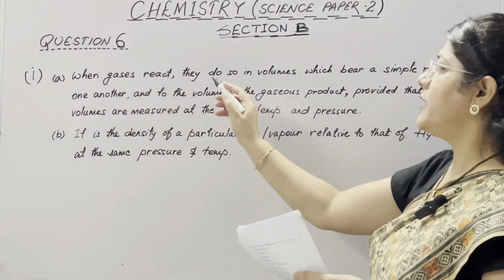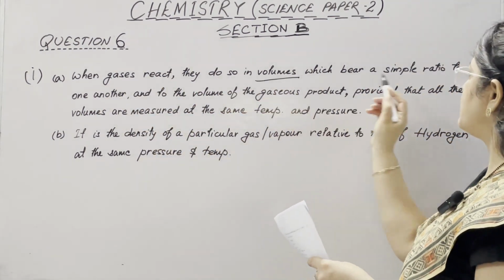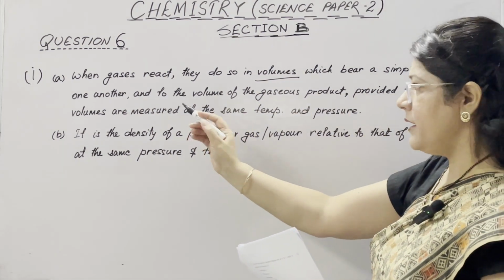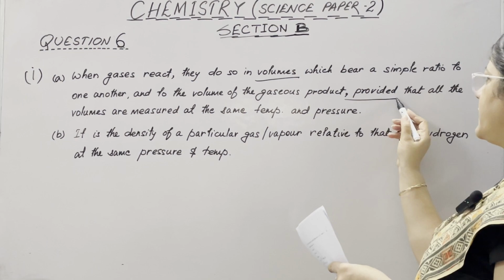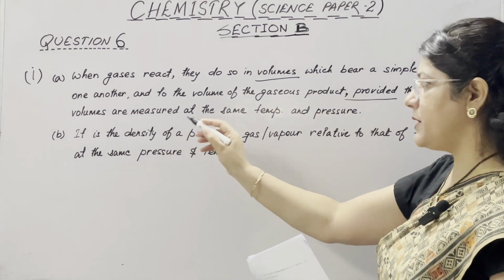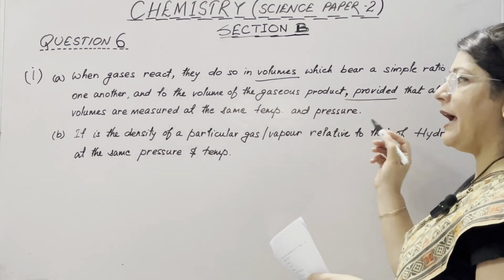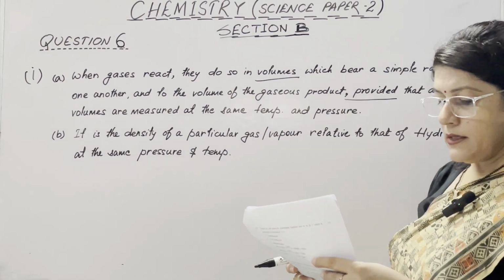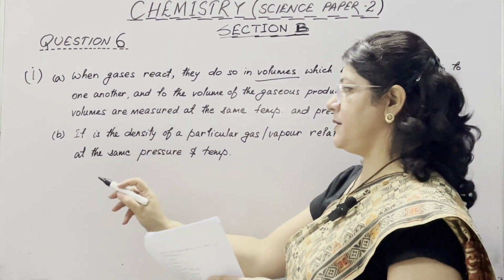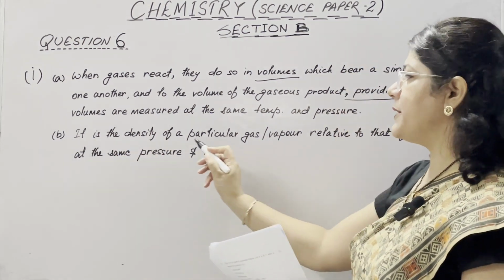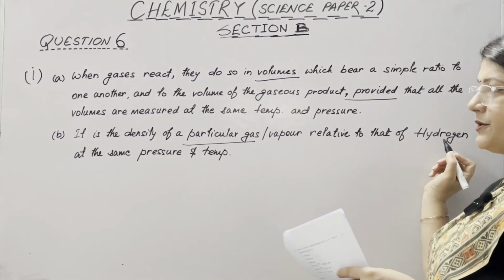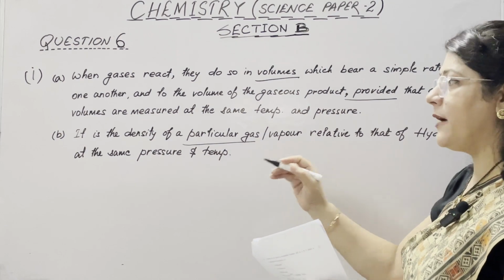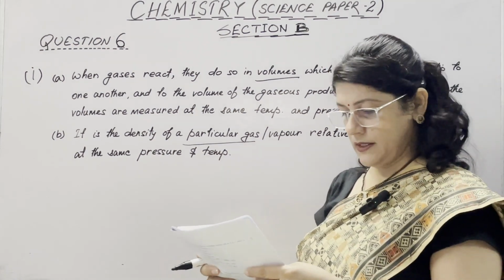When gases react, they do so in volumes which bear a simple ratio to one another and to the volume of the gaseous product, provided all the volumes are measured at the same temperature and pressure. Second definition is vapor density. It is the density of a particular gas or vapor relative to that of hydrogen at the same temperature and pressure. So this is vapor density.